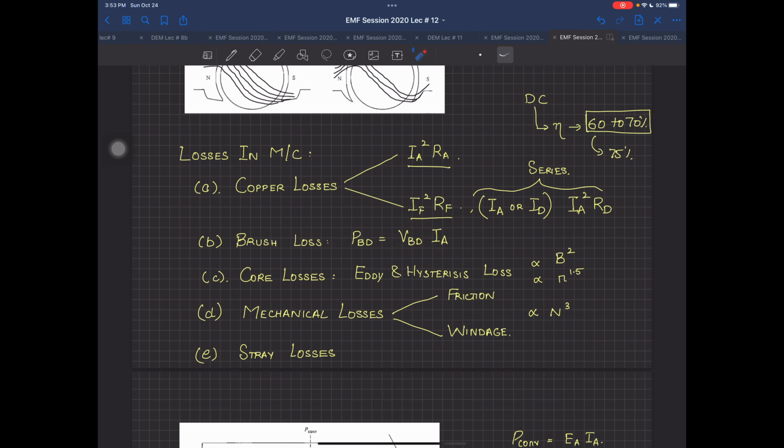Certainly this is taken as constant, but you can't say so, because as the speed of the machine changes, this brush voltage drop is going to change. If the machine is running at a low speed, then the brush voltage drop is different. Technically, this varies from machine to machine, and depends upon the commutator on which those carbon brushes are sliding.